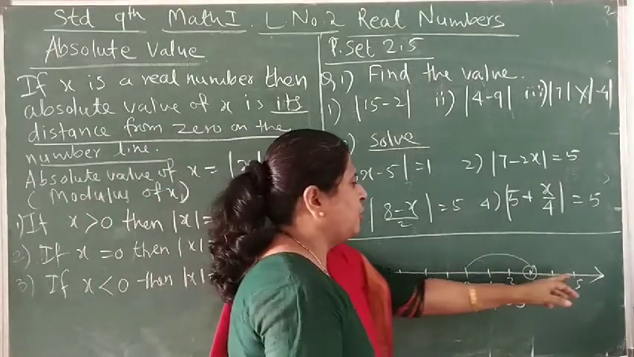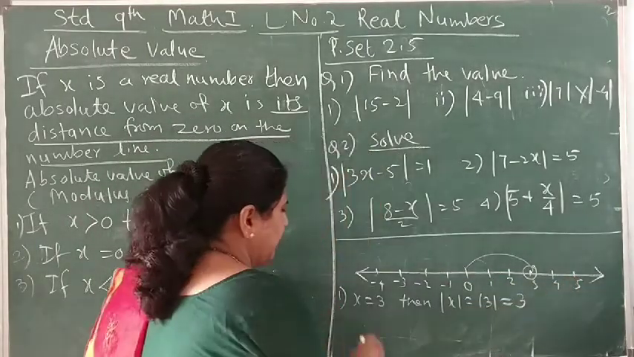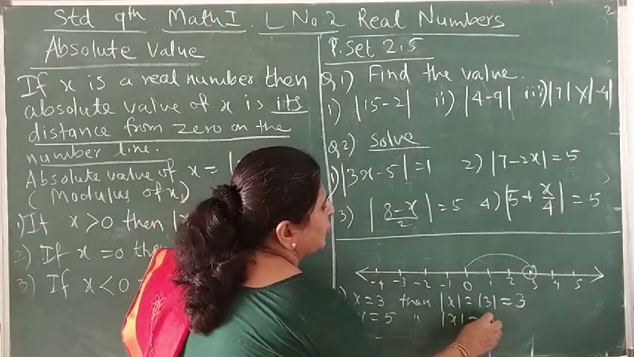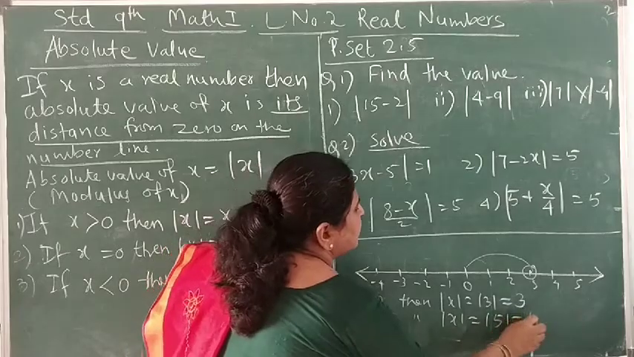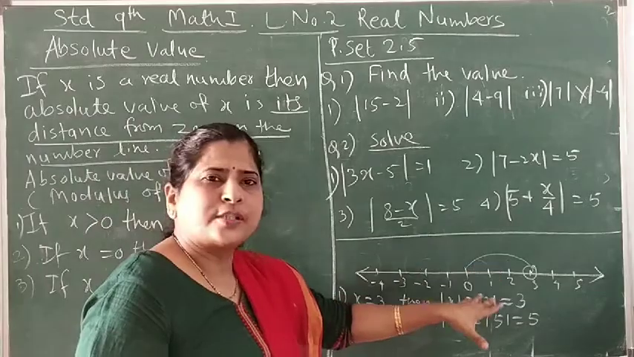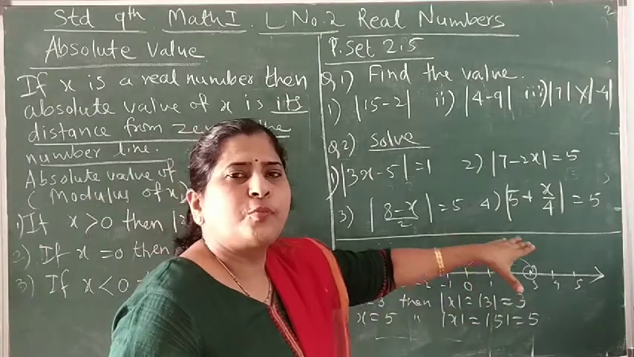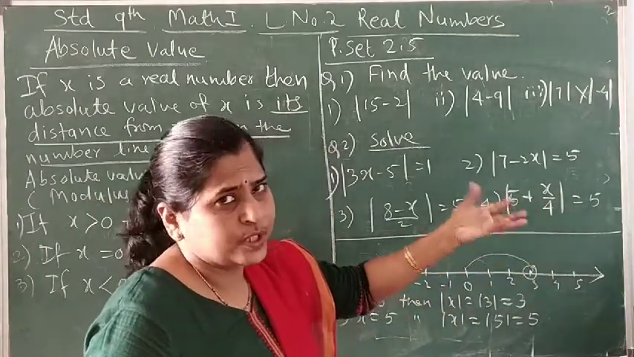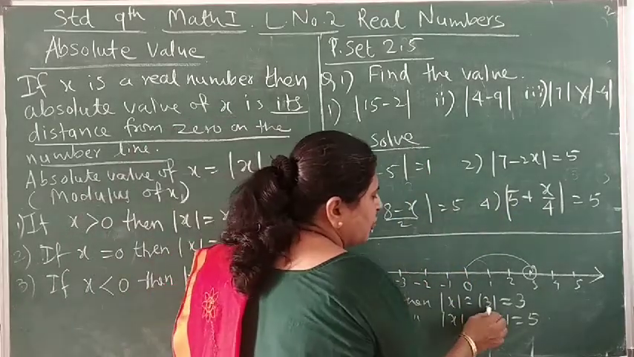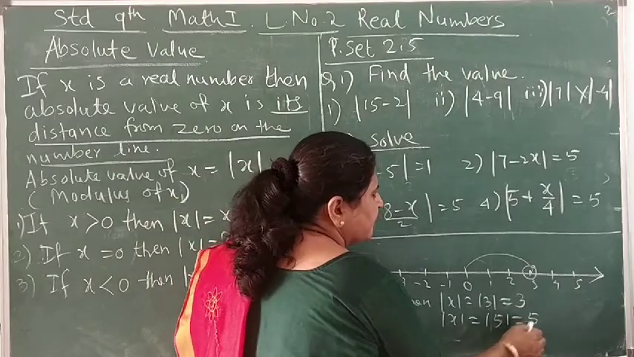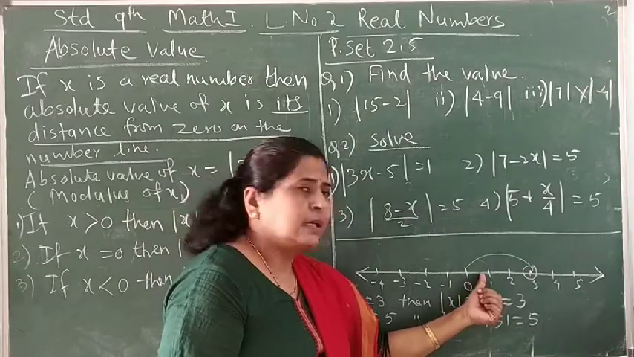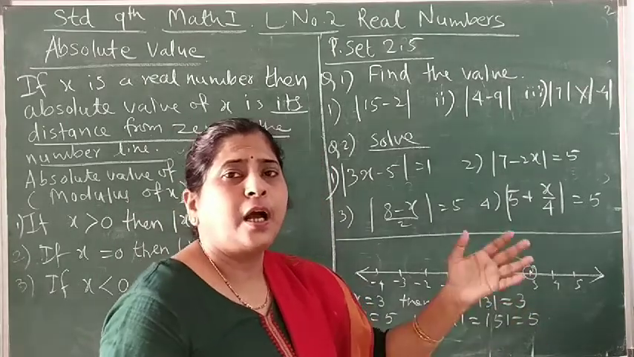If I take the absolute value of 5, what is it? If x is 5, then the absolute value of x is the absolute value of 5, which is equal to 5. So when x is positive, its distance from 0 is also positive. This is always positive, or we say it is the same number. The absolute value of 3 is 3. The absolute value of 5 is 5. If x is half, somewhere here between these, its absolute value is going to be half.